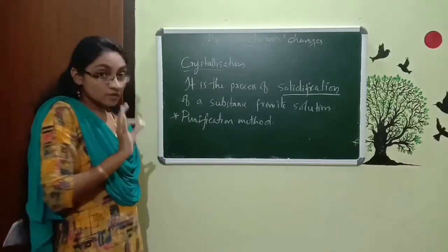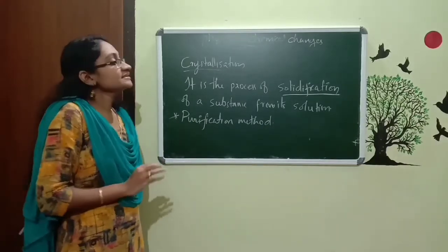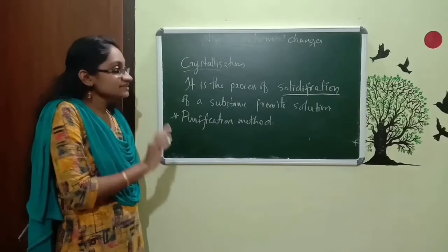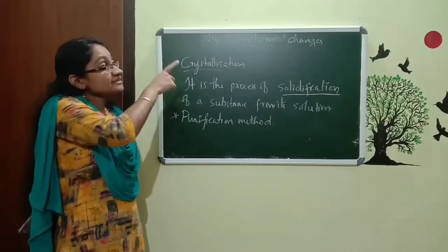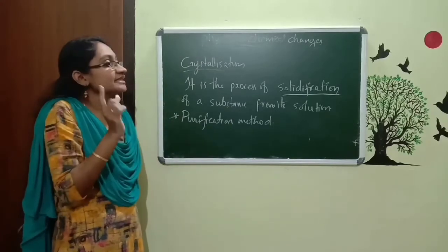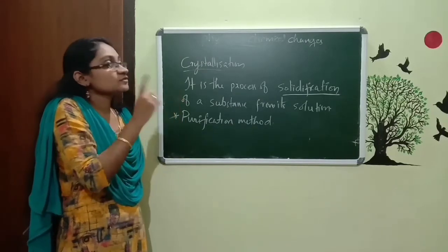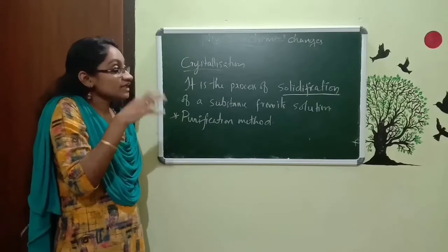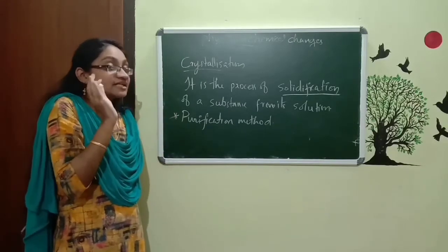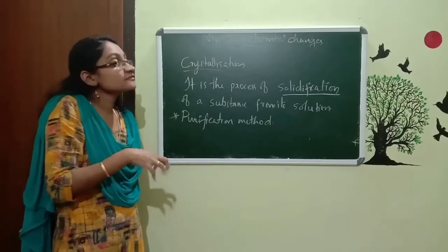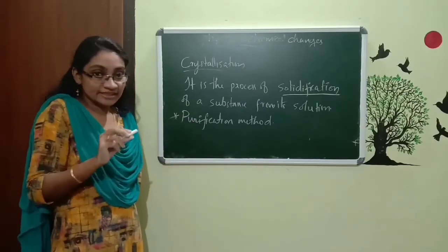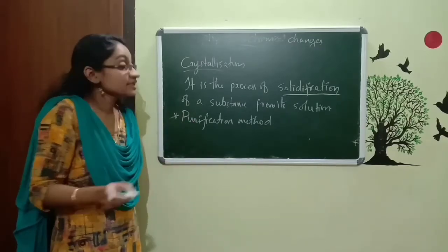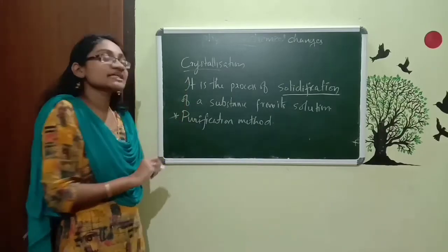So, this is all about this chapter. Basically, in this chapter, we discussed the physical and chemical changes. First class, we discussed what is physical change. Then we studied what is chemical change, what are the examples, and what changes occur within a substance in a chemical change. And then we discussed the rusting of iron. That rusting of iron is very important. And also we discussed crystallization.